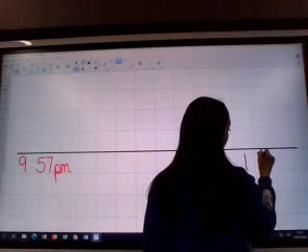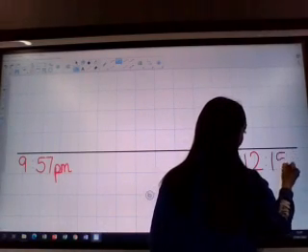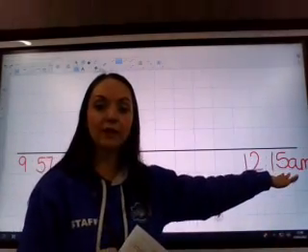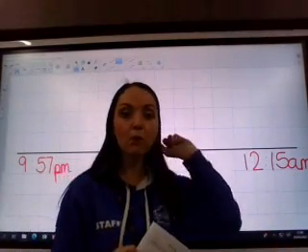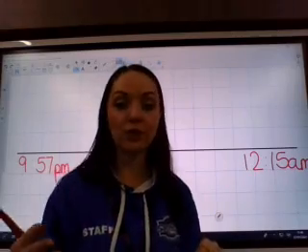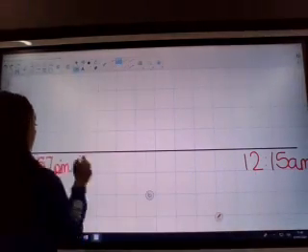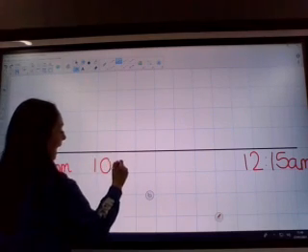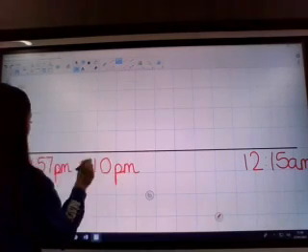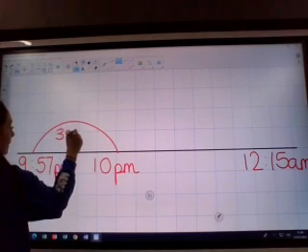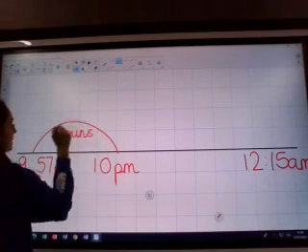And then 12:15 a.m. Okay, now 12:15 a.m. is just after midnight, isn't it? If it's in the morning, 12:15 p.m. would be just after lunchtime. Okay, so the way I'm going to do it then is I'm going to jump to the next hour. Okay, so 9:57 to 10 is 3 minutes. I'm just going to put mins.